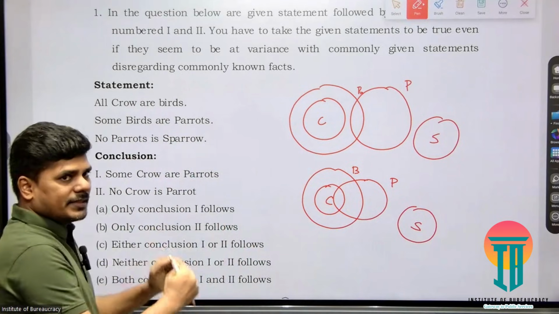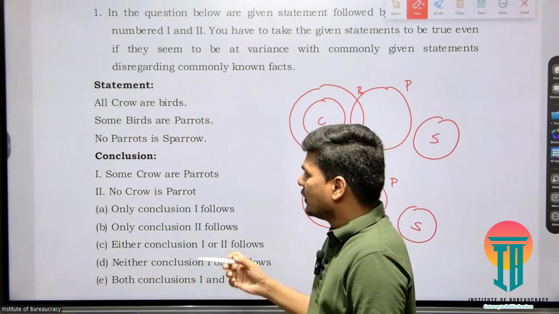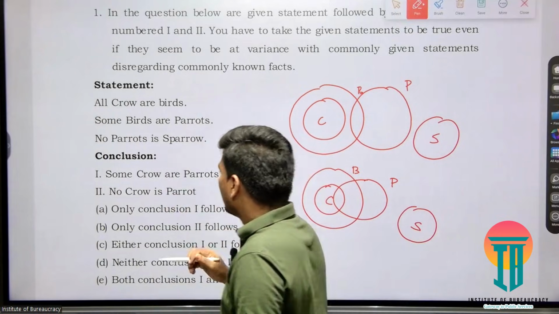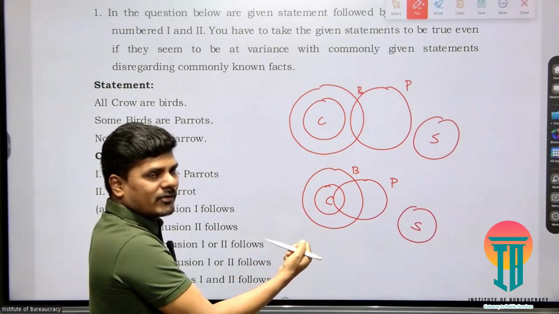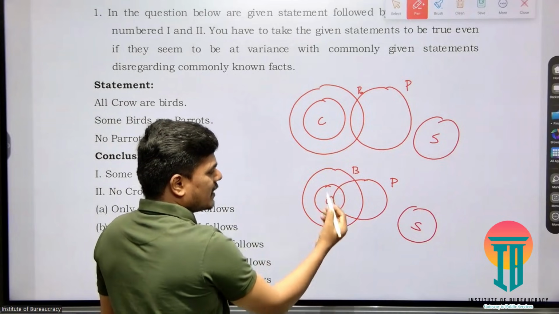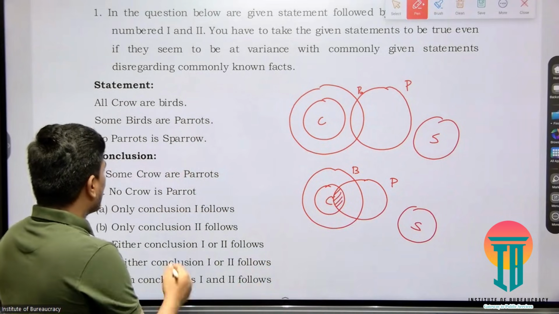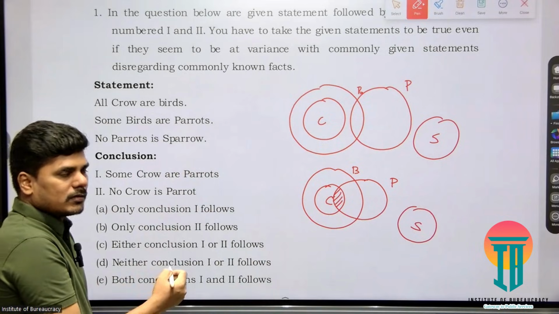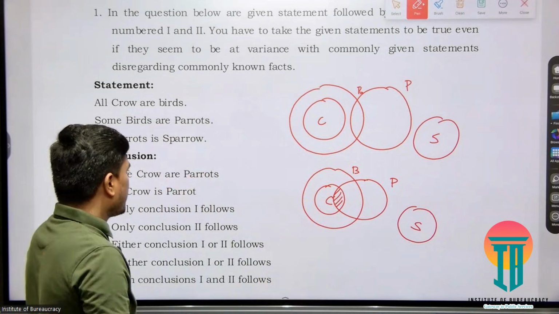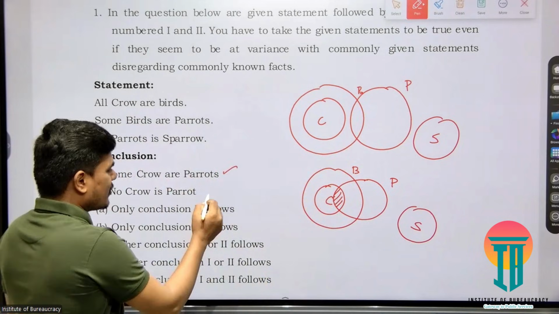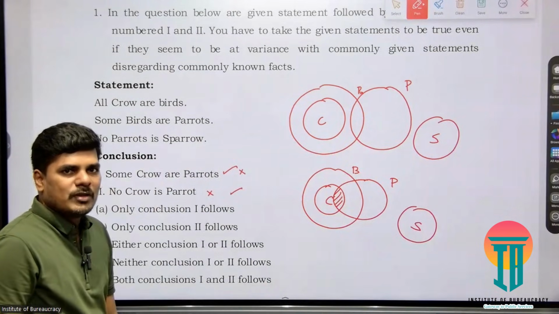Now, after drawing like this, we'll go for the conclusion part. Which conclusion can you make? That you have to decide. Some crow are parrots. Here no crow is parrot. Here some crow are parrots. There is no intersection between crow and parrot here. Here there is an intersection between crow and parrot. If you look at the second conclusion, no crow is parrot. That means if this can be true, then this is not going to be true. If this conclusion is true, then this conclusion is not going to be true.